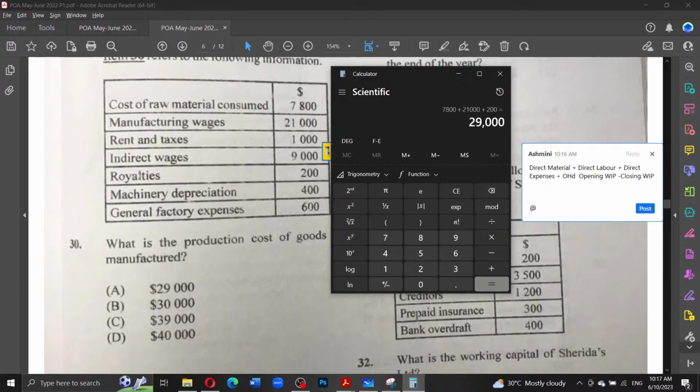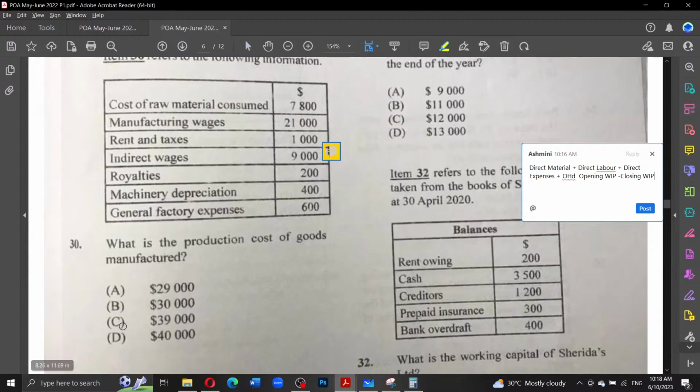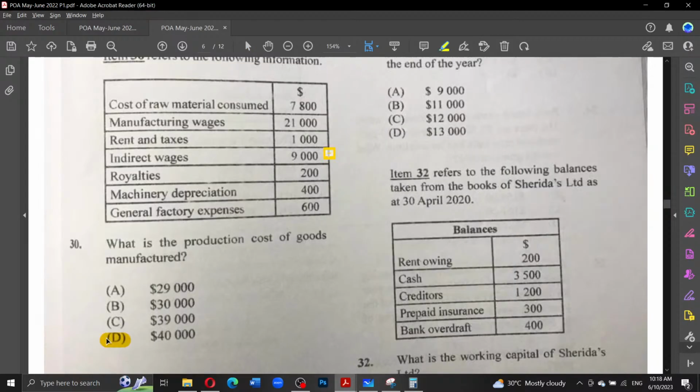So now we're moving on to the overheads. Add the overheads to this. We have rent and taxes, $1,000. Indirect wages. Indirect wages can be for supervisors in the factory. That's one example. So you have 9,000 there. Depreciation is not just depreciation, it's machinery depreciation, which is 400. And then we have general factory expenses, which happens to be 600. So the answer is 40,000. Fortunately, though, in this question you're basically adding everything. Okay.